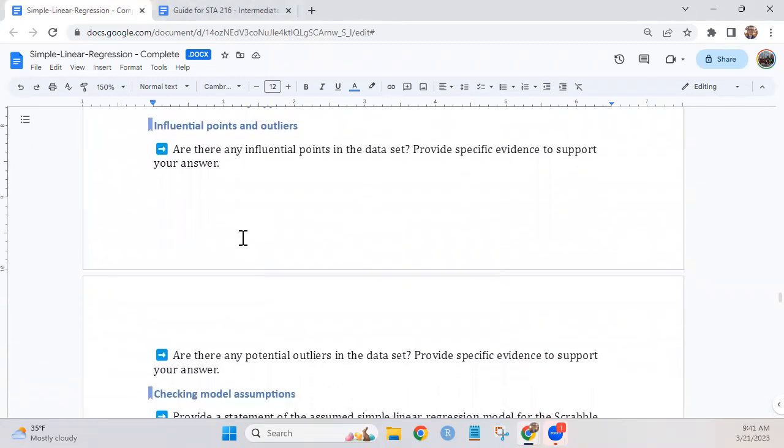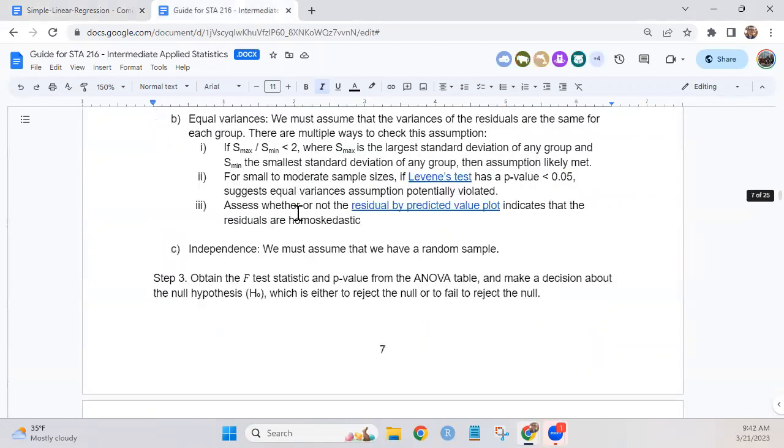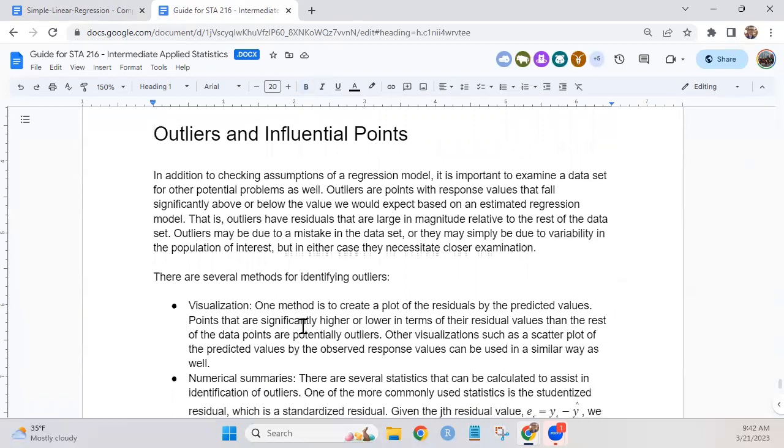But another thing that's not formally part of the assumptions, but that you should check for in a model, are what are called influential points and outliers. I added a new section to the guide document recently talking about these, and it's also covered in the Introduction to Modern Statistics textbook, in the readings for that section. Outliers and influential points are problematic data points for the linear regression model.